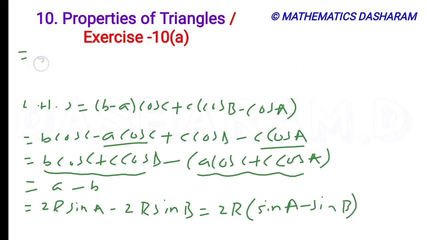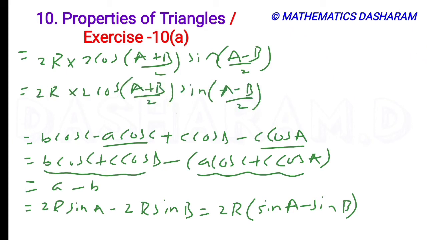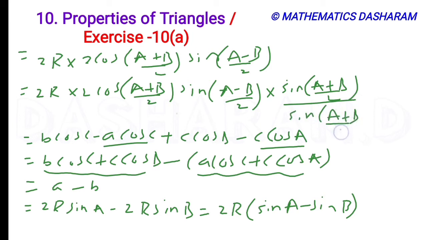So it is equal to 2r. Here, the sin A minus sin B formula gives 2 cos((A+B)/2) into sin((A-B)/2). Now, to get the cosec theta in the RHS, we need to multiply and divide with one term, that is sin((A+B)/2). I am multiplying and dividing with the same term.